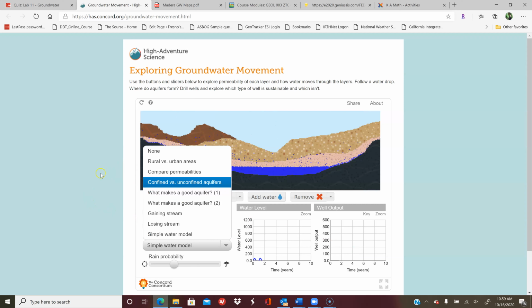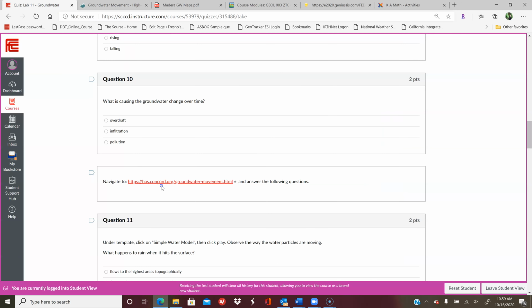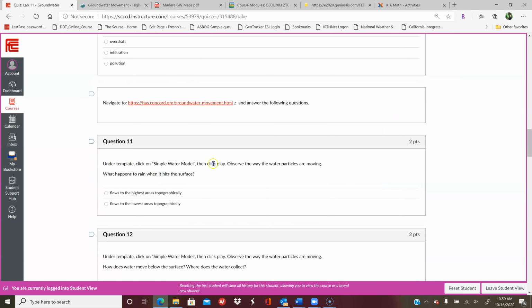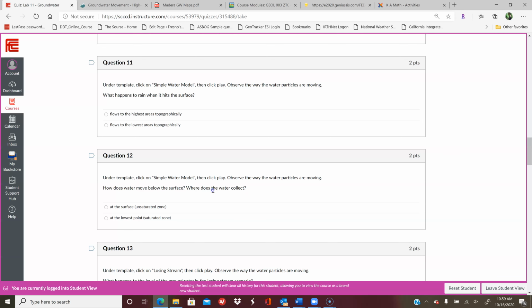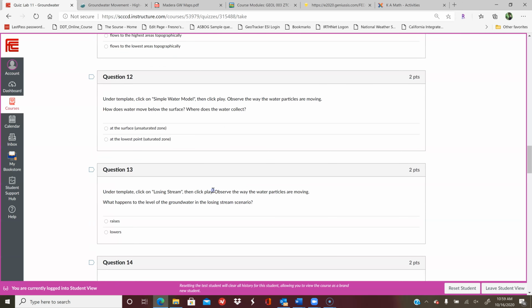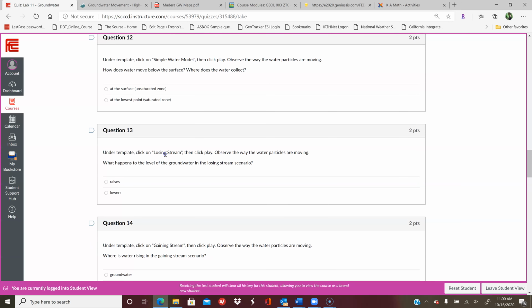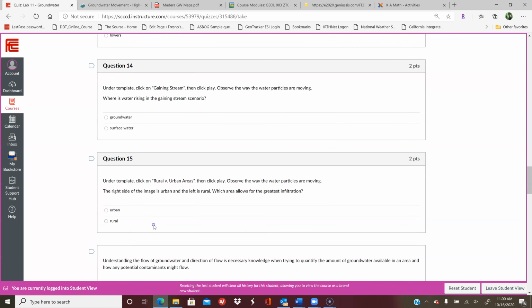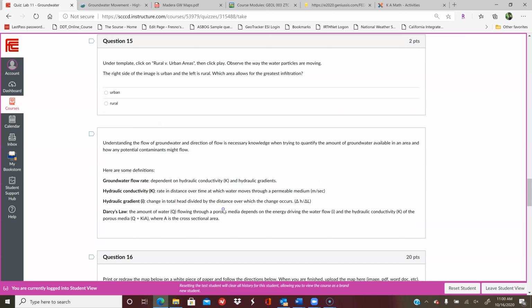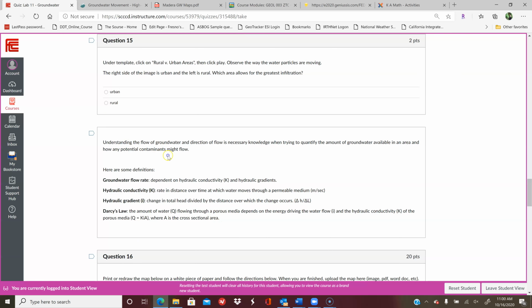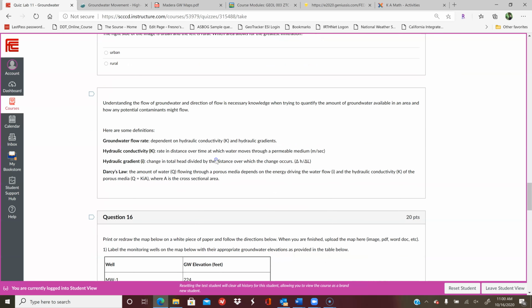So this is something that you can play around with, but you also have questions to answer. It'll tell you exactly what it wants you to do, and then observe how things are moving, what happens when rain hits the surface, where does it go, where does the water collect, which we already talked about just a second ago. And then you go through the different scenarios that are listed under the templates, and then you just answer the questions that follow.